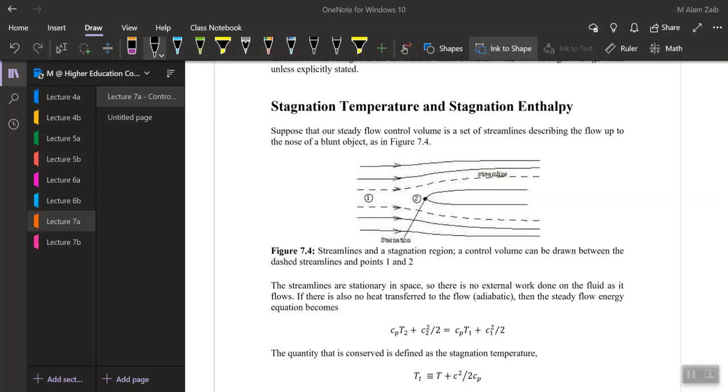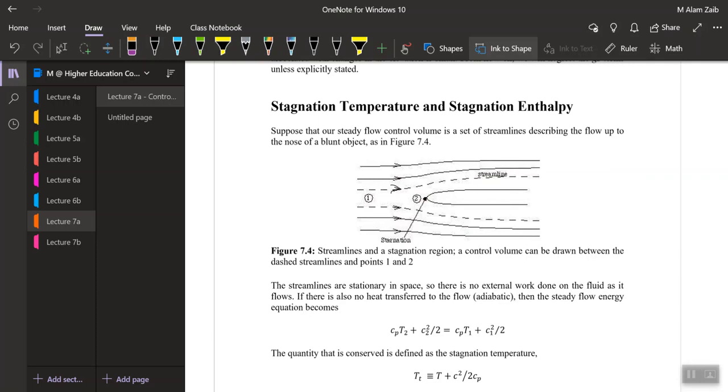Stagnation temperature and stagnation enthalpy. Suppose that our steady flow control volume is a set of streamlines. If you are just saying that these are constant streamlines passing through a blunt object somewhere. In other words, let's assume we have an object, a bullet-kind of object, or an aeroplane, flowing along a constant streamline.